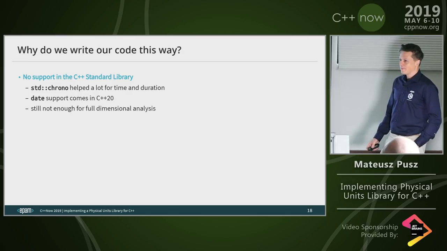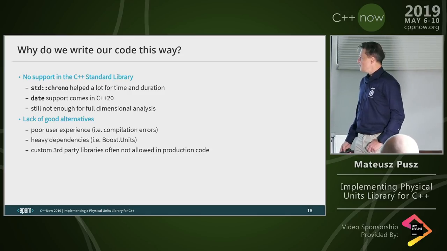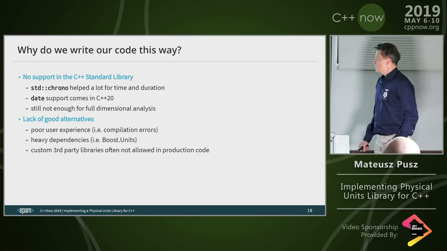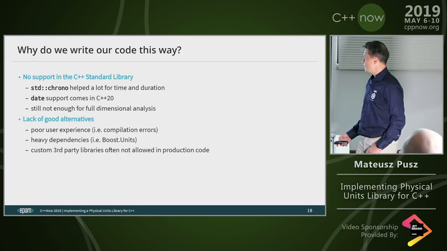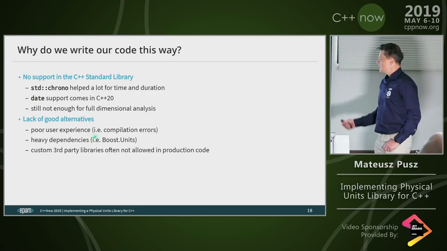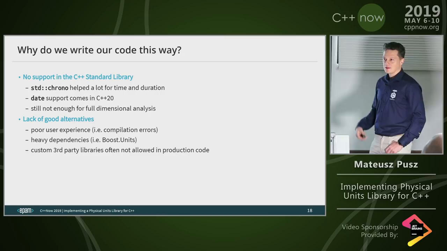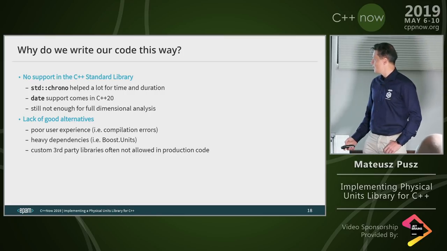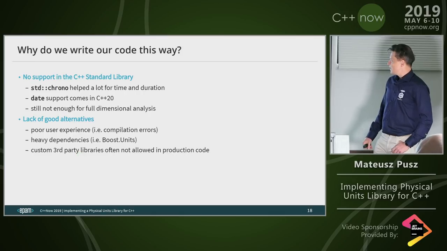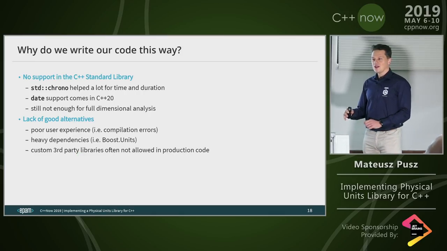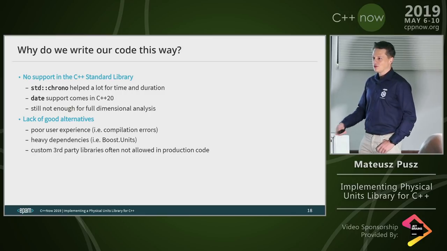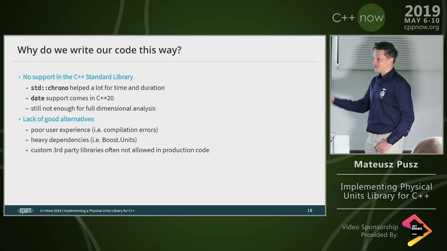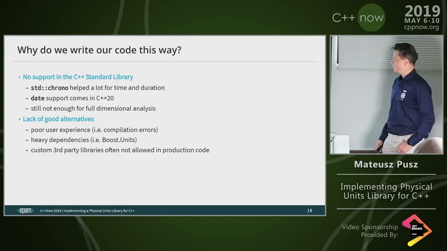But this is only about time. We don't have other units there. We don't have good alternatives there. Most of them provide poor user experience. If you've seen some compilation errors, and we will see some today, you will know what I mean. If you want to use Boost.Units, there are heavy dependencies on other Boost libraries, so you have to import nearly half of Boost to make Boost.Units work. And I don't know how it is for your companies, but in most companies either you can use the standard library or Boost or nothing else, because other third-party libraries are not trusted or not that easy to put through the lawyers and legal stuff to make them allowed to work in the official production code.